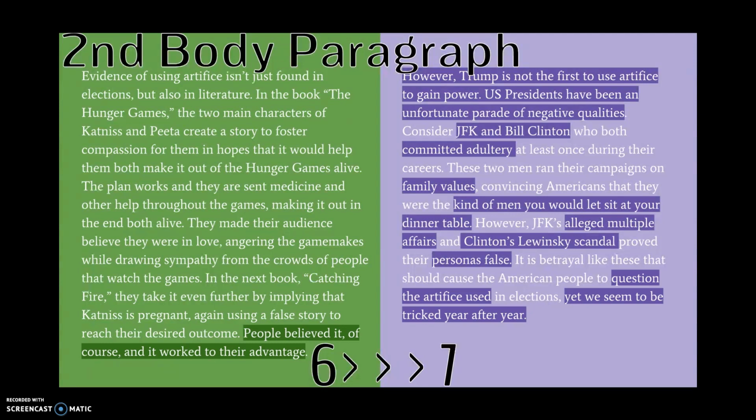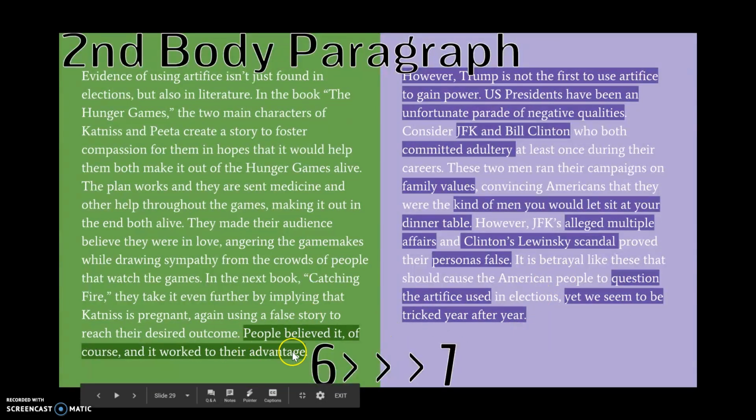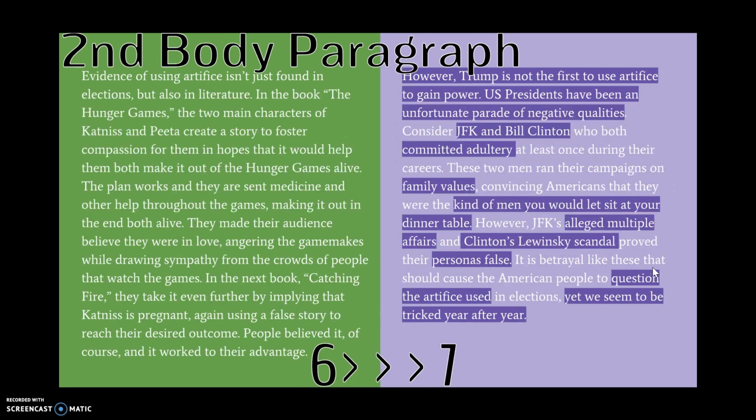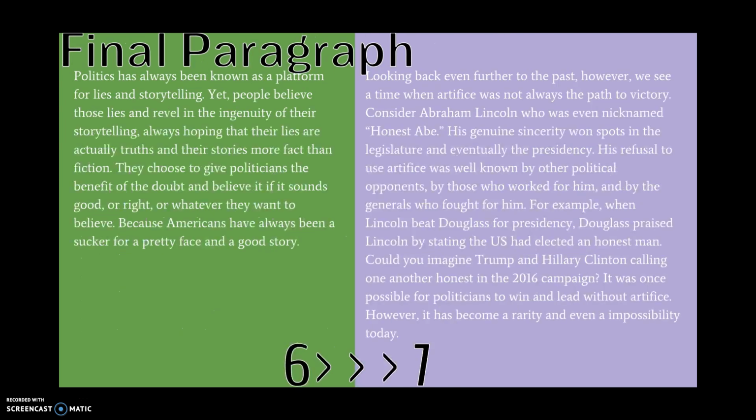And then last but not least, the wrap-up is much more complex. So this idea questions the use of artifice, and we seem to be tricked by it year after year, is much more complex than people believed it, of course. Thinking back to the previous paragraph, the student brought back artifice in this way: this is why artifice is essential. Therefore, when they bring it back here, they bring it back in an even more complex manner, and that's because their paragraphs are building. So instead of just saying artifice is essential, they say that artifice should be questioned, and yet we're not. Do you see how that's more complex and how the paragraphs are building? That's a really excellent move, and one of the reasons why they got a 7.